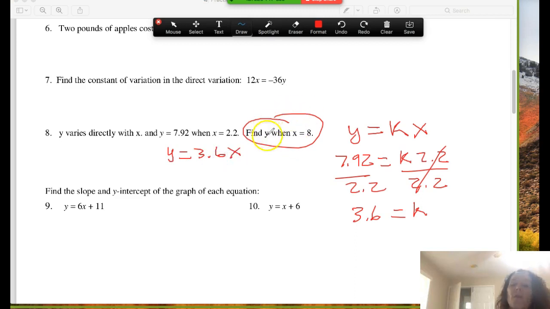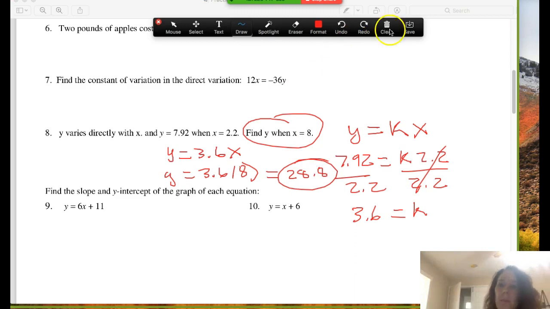So now it says find y when x is 8. So I just go, well, y equals 3.6 times 8. 8 times 3.6 is 28.8. So y will equal 28.8. There you have it.